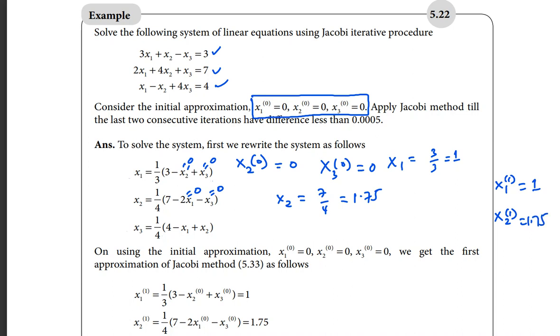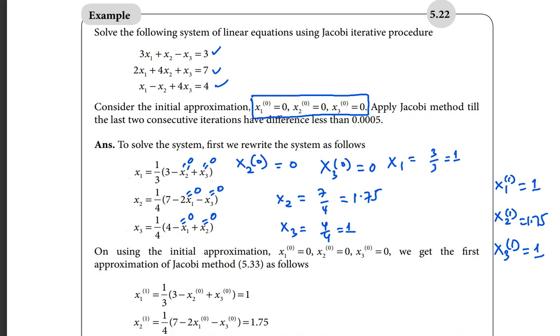So let's do it for the third variable also. For that one too, this will be 0, this will be 0. So you're going to get x3 to be equal to 4 on 4, which will be 1. So you're going to get the first approximation for the third variable to be 1 also. These are the approximations we got after the first iteration.